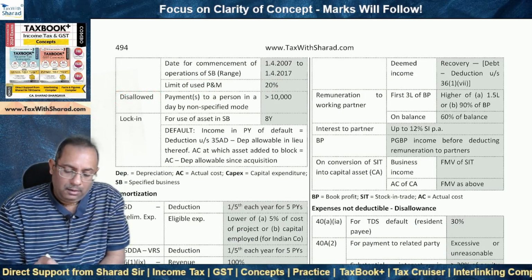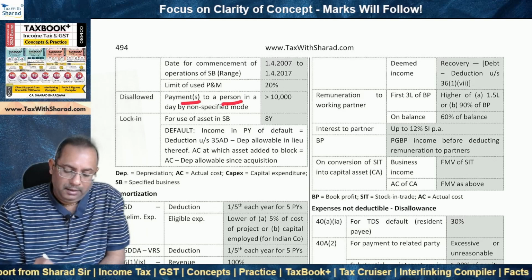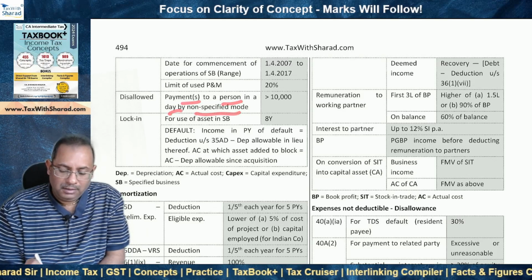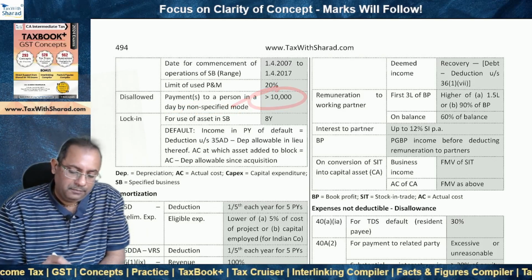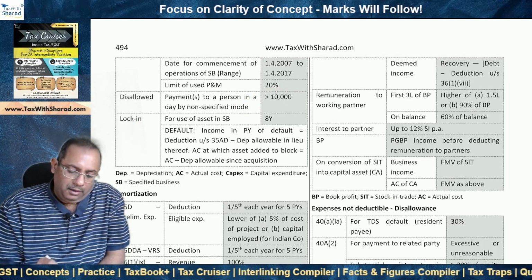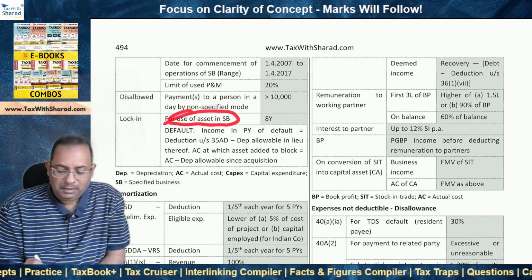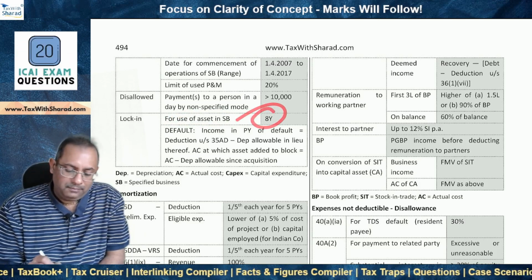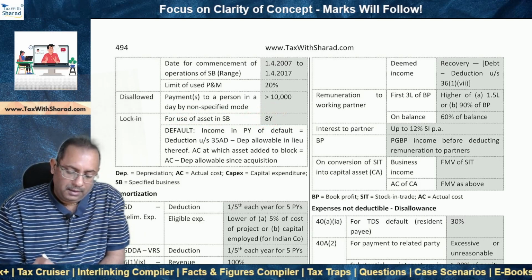35AD deduction is not allowed if the payment is to a person in a day by a non-specified mode, for example cash, which is more than 10,000. There is a lock-in. For use of asset in a specified business, the lock-in is of 8 years. That means the asset should be used for 8 years in the specified business.